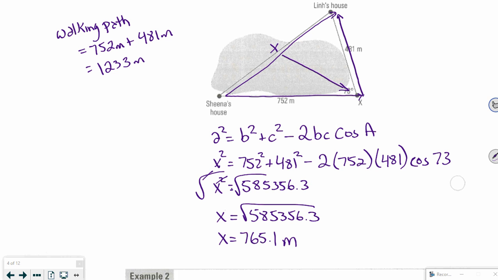We're not quite done. It wanted to know how much farther does she have to walk than if she could take the straight line path. So if it takes her 1,233 meters to walk around, and it's 765.1 meters straight line, we do the 1233 minus the 765.1. So she's walking an extra 467.9 meters. So that's our final answer.